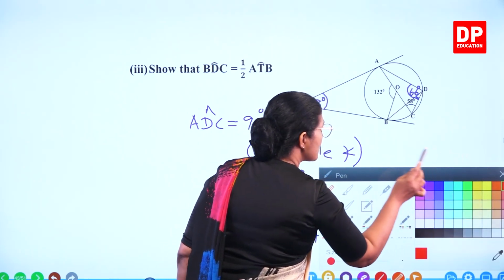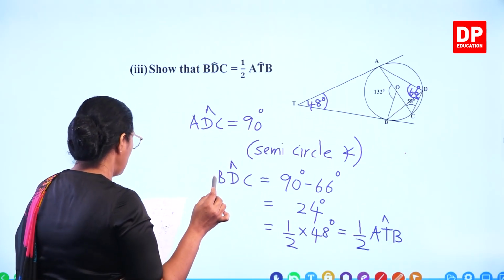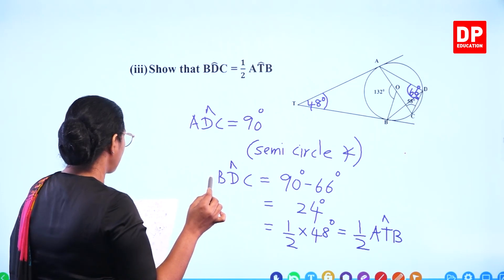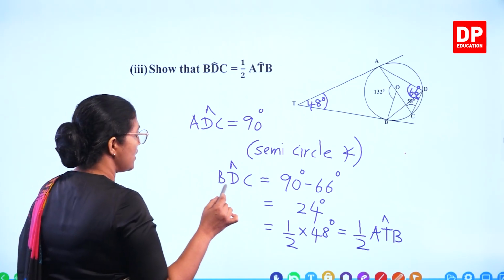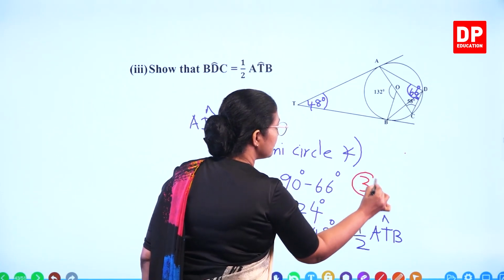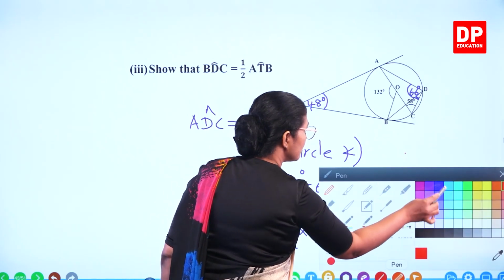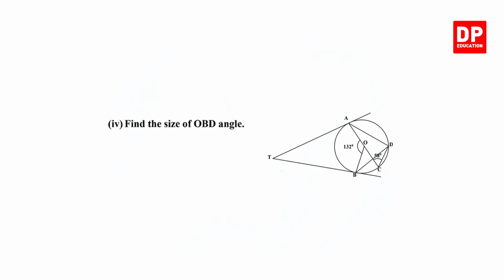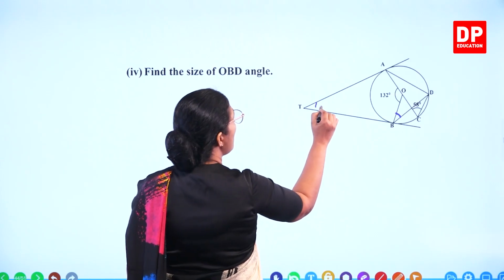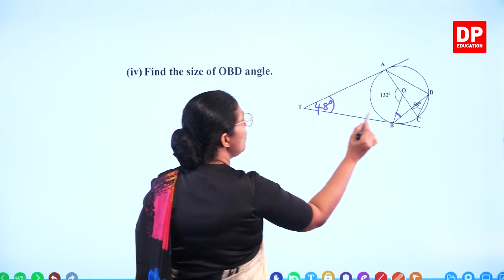So how many marks for that part? You are getting 3 marks for showing that. Fourth part, find the size of OBD angle now. OBD angle, this angle. So we'll mark all the angles that we know.